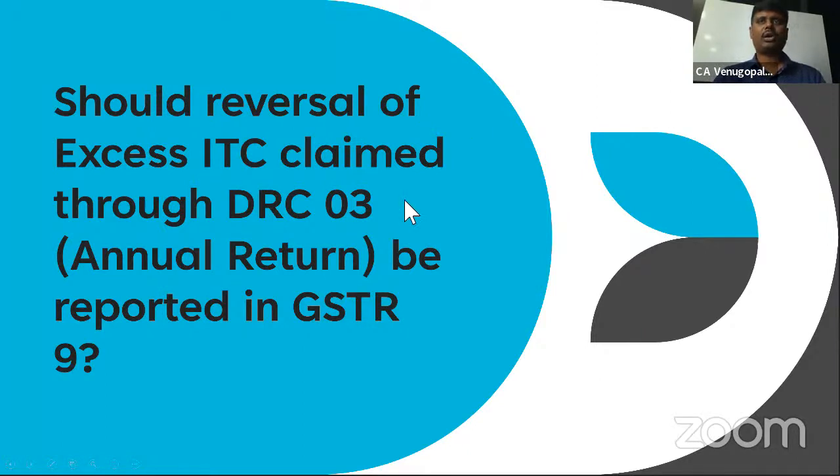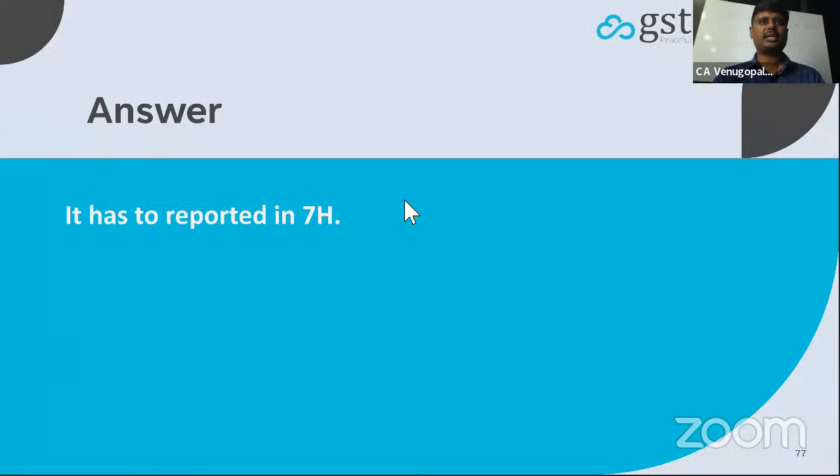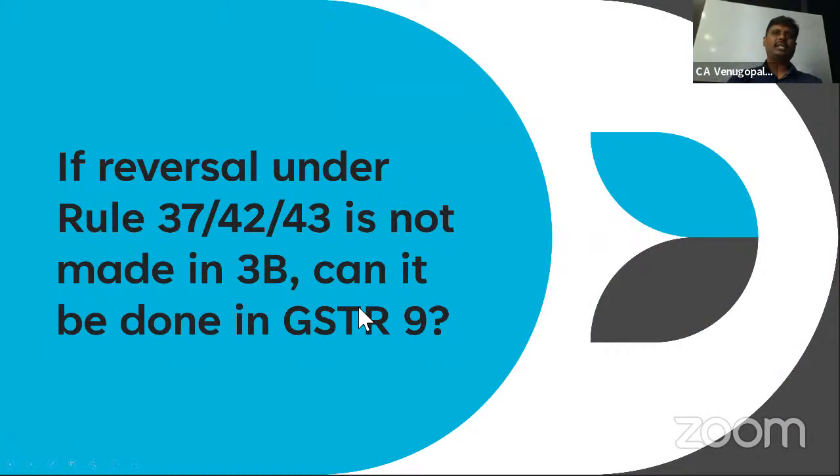Yes, you can always report the additional reversal that you have done through the GSTR 9 annual return in table 7. That is 7H. The next question is, if reversal under rule 37, 42, 43 is not made in 3B, can it be done in 9? The answer is the same. Yes, it can be done.